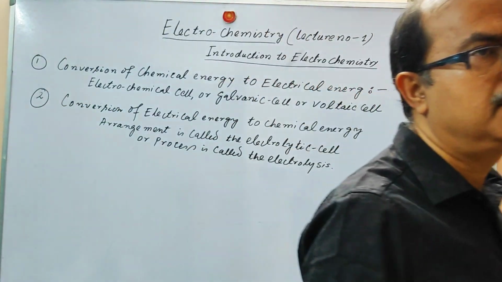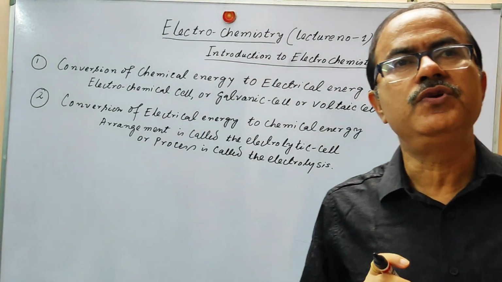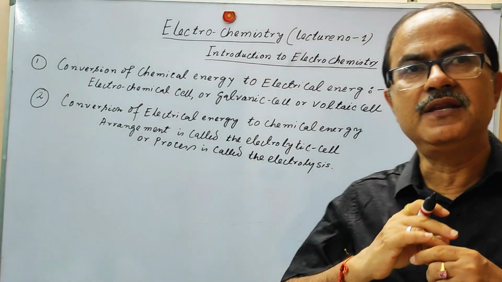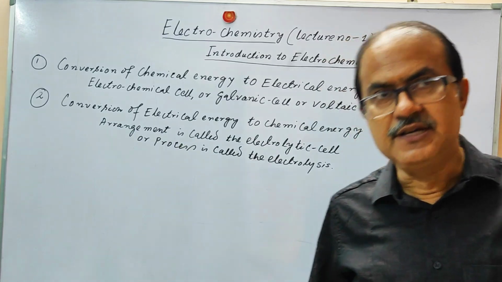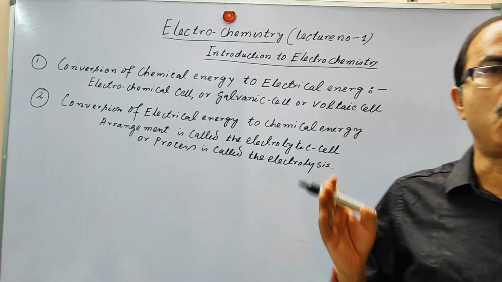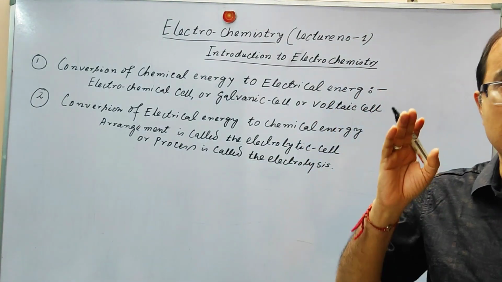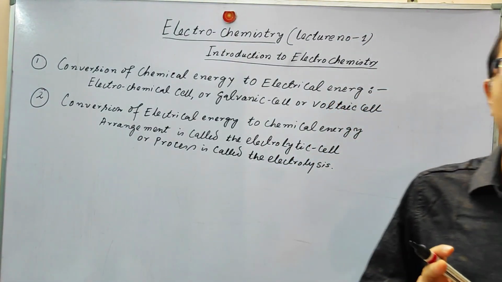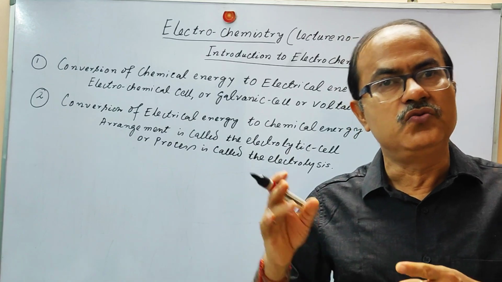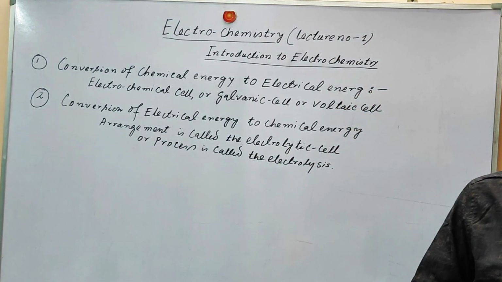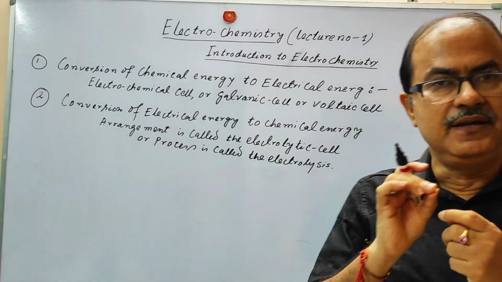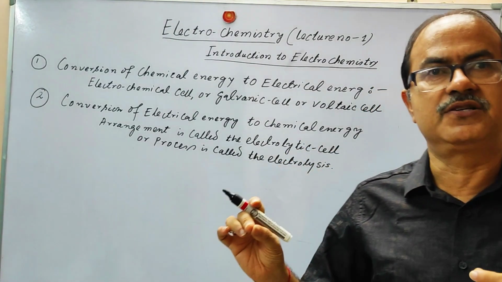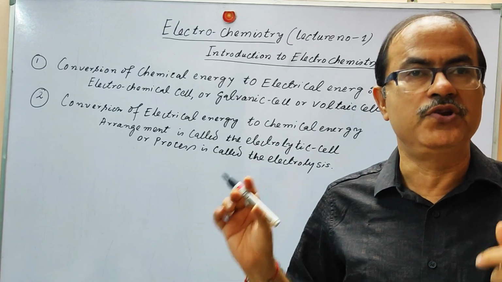So we understand electrochemistry deals with these two very important aspects. One is the conversion of chemical energy to electrical energy, and the arrangement is called the electrochemical cell or galvanic cell or voltaic cell. The other is the conversion from electrical energy to chemical energy. In this way, by utilizing electrical energy, we bring about the redox reaction, which is otherwise non-spontaneous.